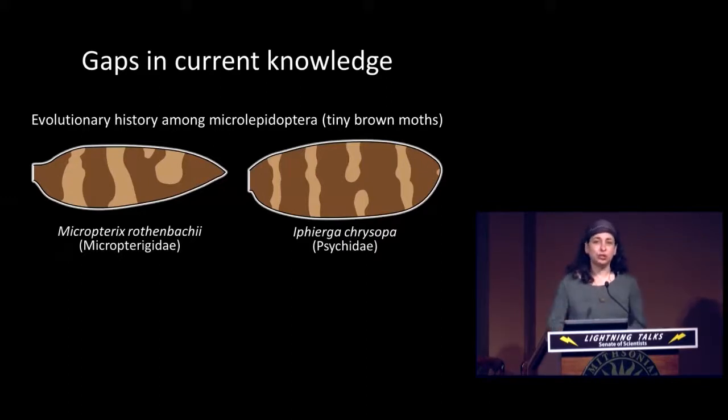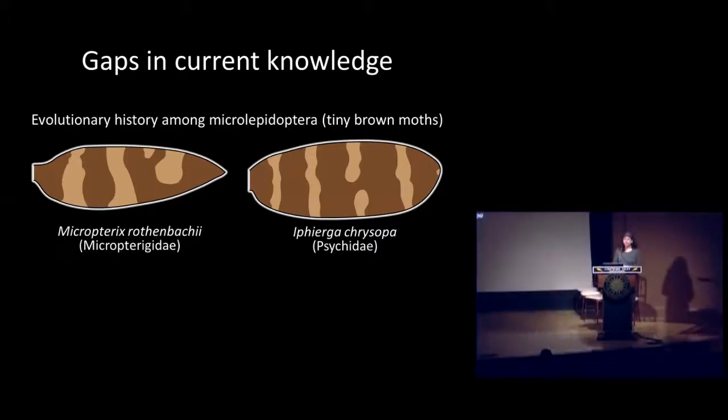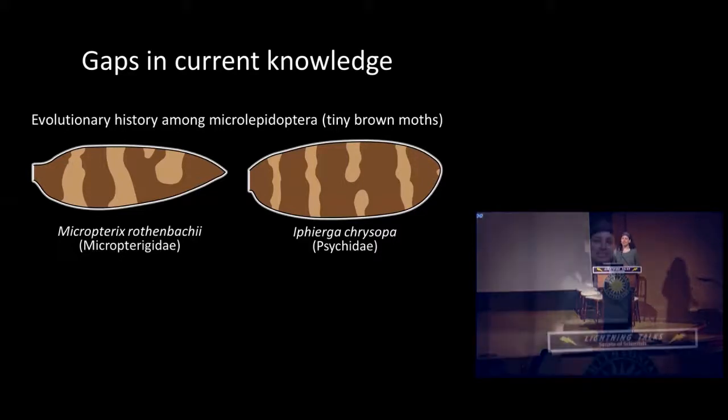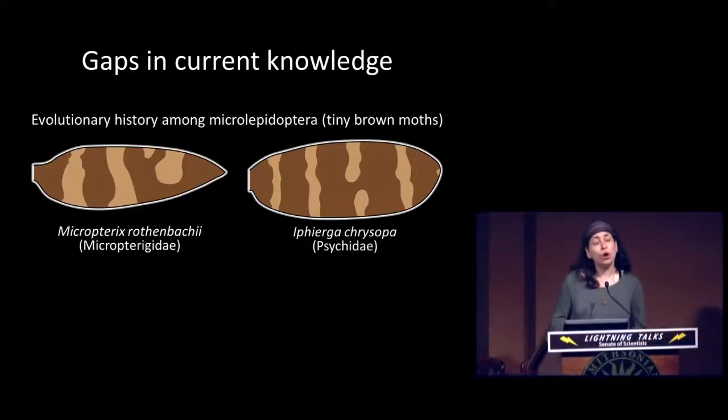And I'm going to address the two main gaps today. The first is that we still don't understand the evolutionary history of wing patterns among the Microlepidoptera. These are your typical tiny brown moths. So here on the screen, you can see illustrations of wing patterns in two species belonging to very distantly related lineages. These wing patterns look very similar, and the question is whether this might represent an ancestral state that originated once, or whether these sorts of wing patterns might have originated multiple times independently, perhaps according to different developmental pathways.